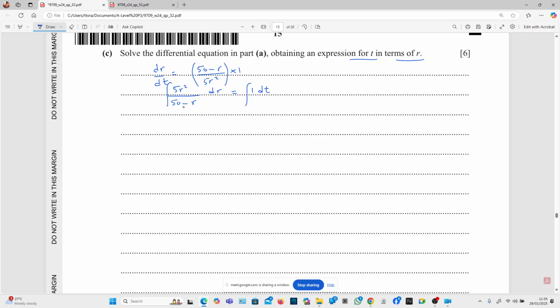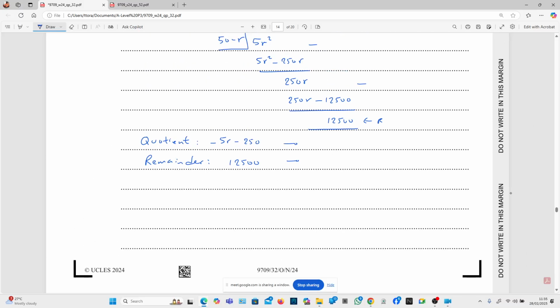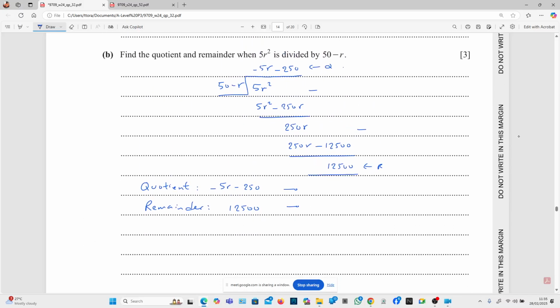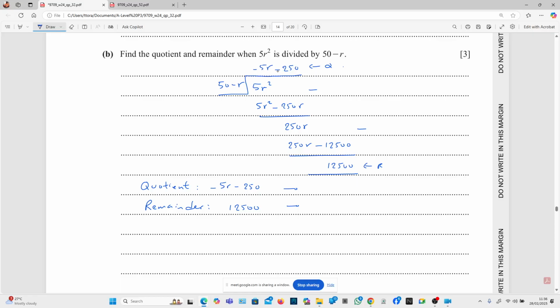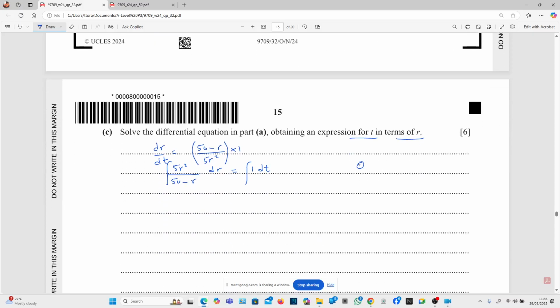So now 5r squared divided by 50 minus r, we did that in the second part of the question. We had the quotient and the remainder. Now what do we have? We have minus 5r minus 250, all of that added on to the remainder over the divisor. So basically we take the quotient and add it to the remainder over the divisor. Let me just write this down. We take the quotient, add on the remainder over the divisor.